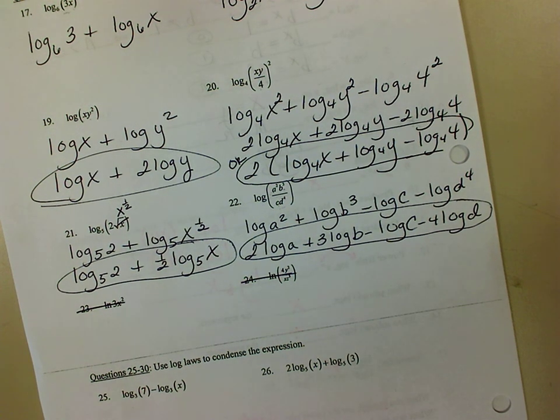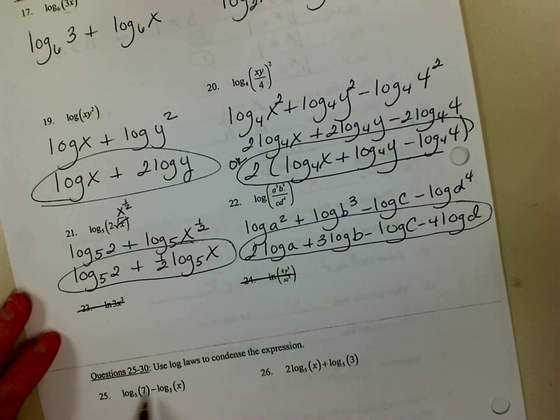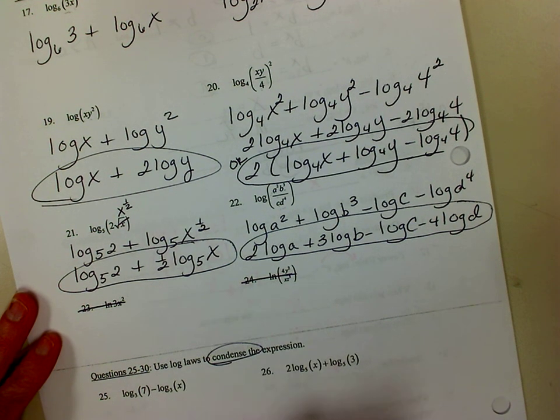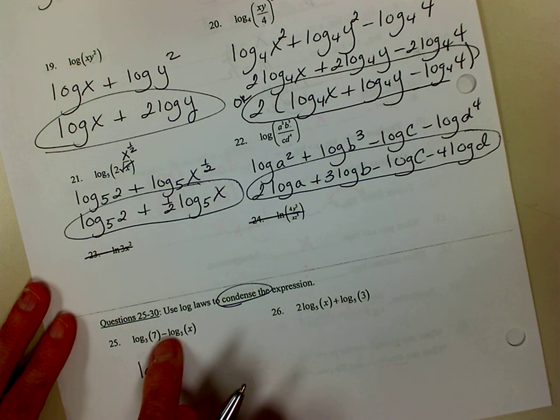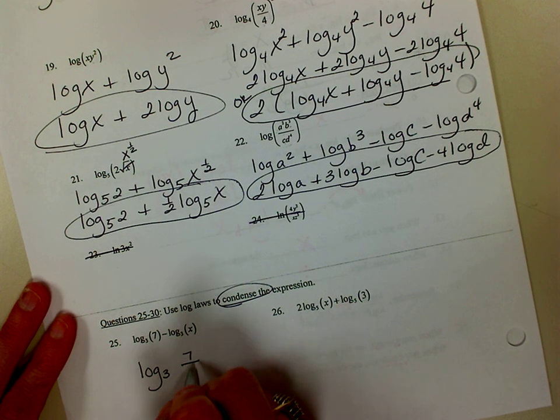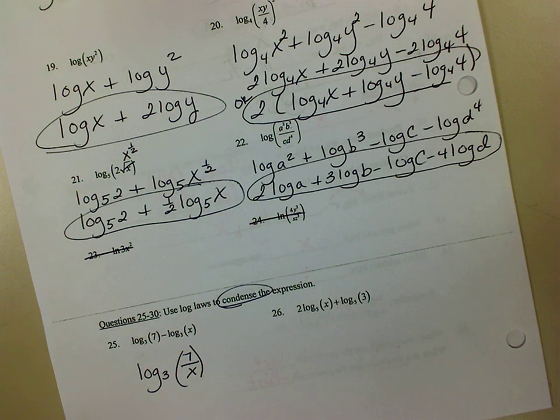Okay, now we're going to do the opposite. Now we're going to condense. So when you condense, you want to do the power rule first. So if you have a number in front of a log or a natural log, you're going to move it to an exponent. Now this one doesn't have one. So I'm going to condense it. So I'm going to make this into one log. And then dividing, or subtraction means I'm going to divide the two arguments. So that's all I have to do for that one.